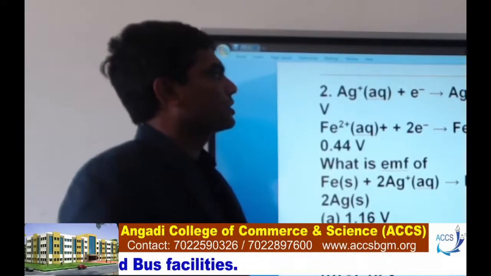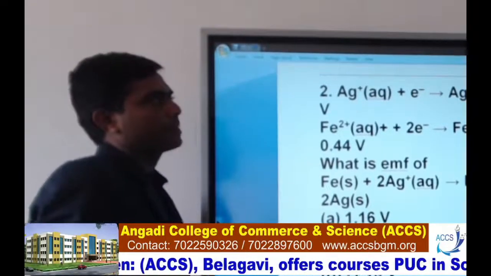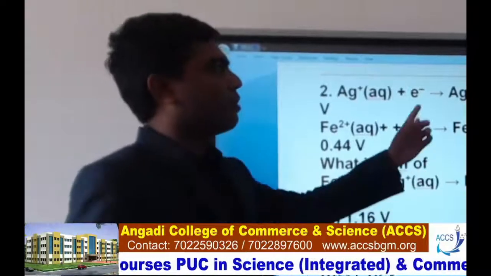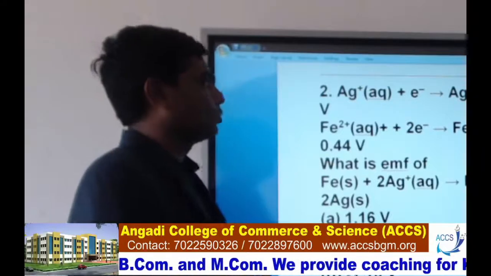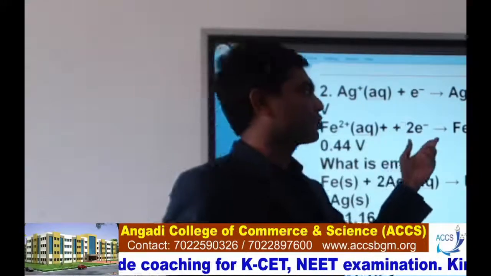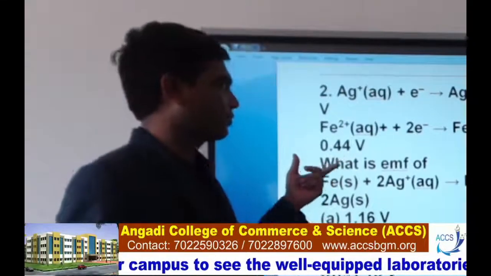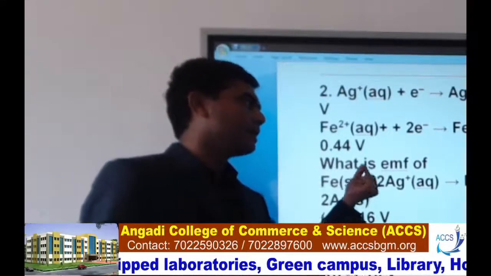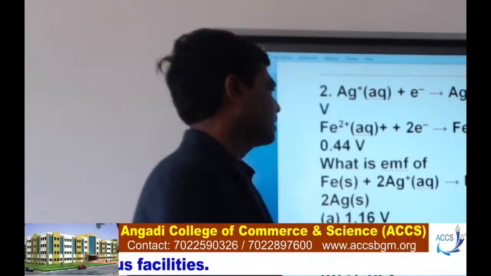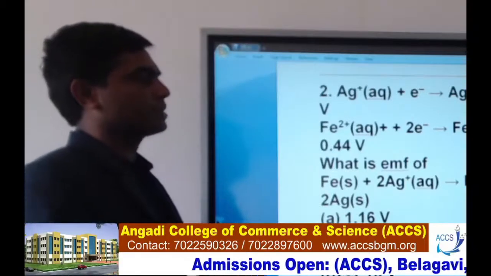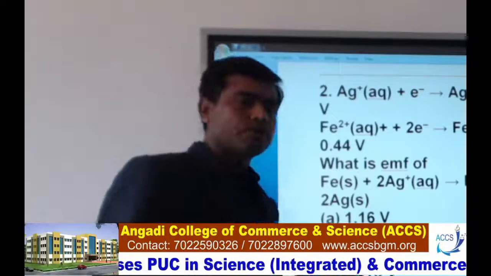First question you are seeing here, one reaction, that is Ag plus plus electron accepted, we get Ag. Its standard electrode potential is 0.80 volt, and Fe2+ plus 2 electrons is equal to Fe, whose value is 0.44. So you have to calculate the EMF, electromotive force, of the reaction which is given, that is Fe plus 2 Ag+ is equal to Fe2+ plus 2 Ag. Okay, and he has given four options.